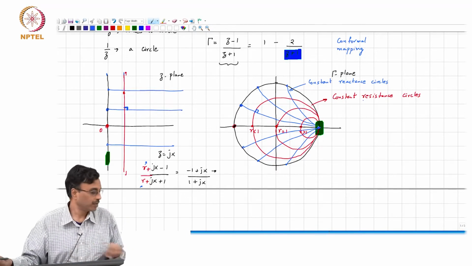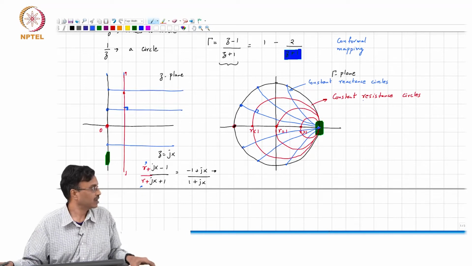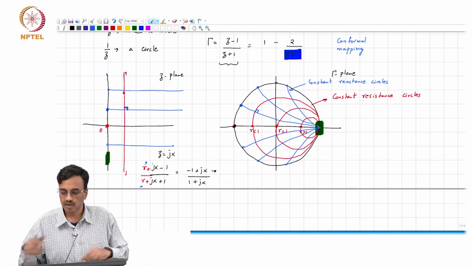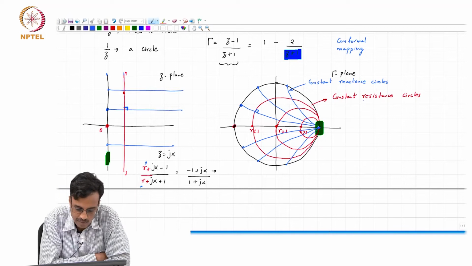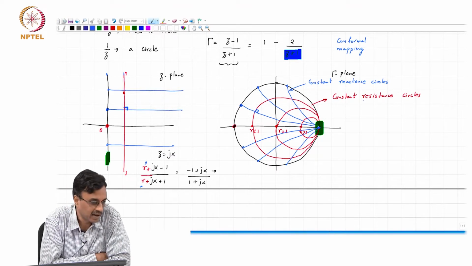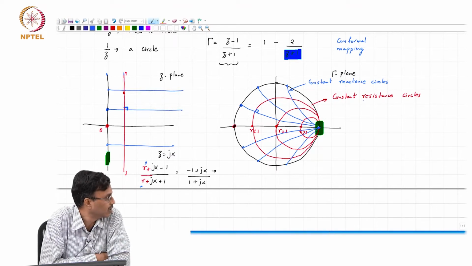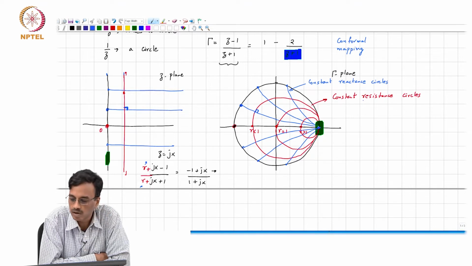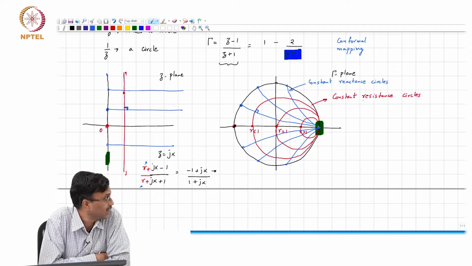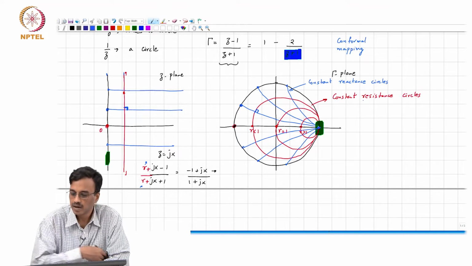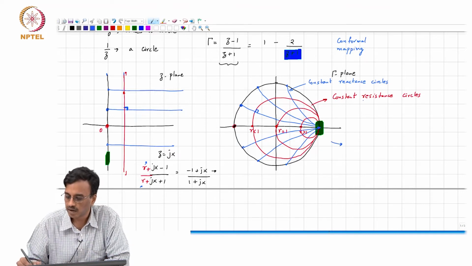This is of historical importance, and those of you who are using RF measurement equipment or reading RF papers will see this often. This diagram, the reflection coefficient diagram, is often plotted, and this is often called the Smith chart.